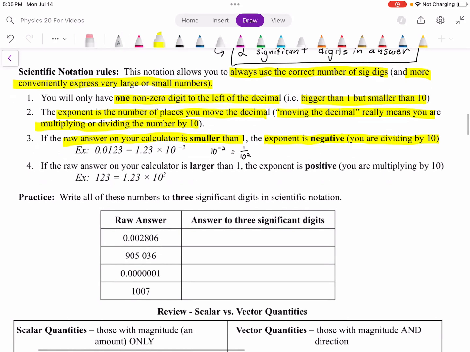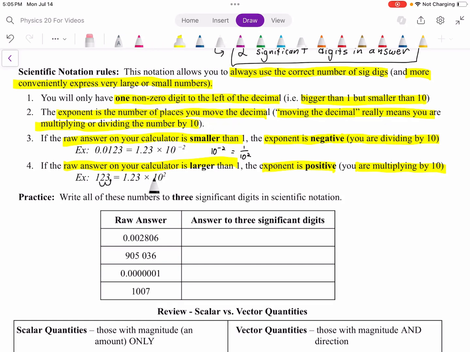Now, if we have a big number, as in bigger than 1, the exponent is positive because we're taking that base number and multiplying it by 10 to give us the equivalent raw answer. So 123 written in scientific notation would be 1.23 times 10 to the power of 2. And again, it's about moving that decimal. There's a decimal here, and we're going to move it twice to get to scientific notation. So 1.23 times 10 to the power of 2, because we moved the decimal twice.